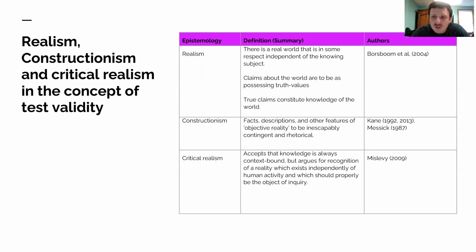Constructionism is a different take. In constructionism, you don't assume that there is a completely independent reality. All knowledge is basically assumed to be socially constructed. And even if there could be a reality, that reality is inescapably contingent and rhetorical. Contingent means that it is dependent on a context, and rhetorical means that it will depend a lot on who is listening to the case, if you want, about any scientific claim.